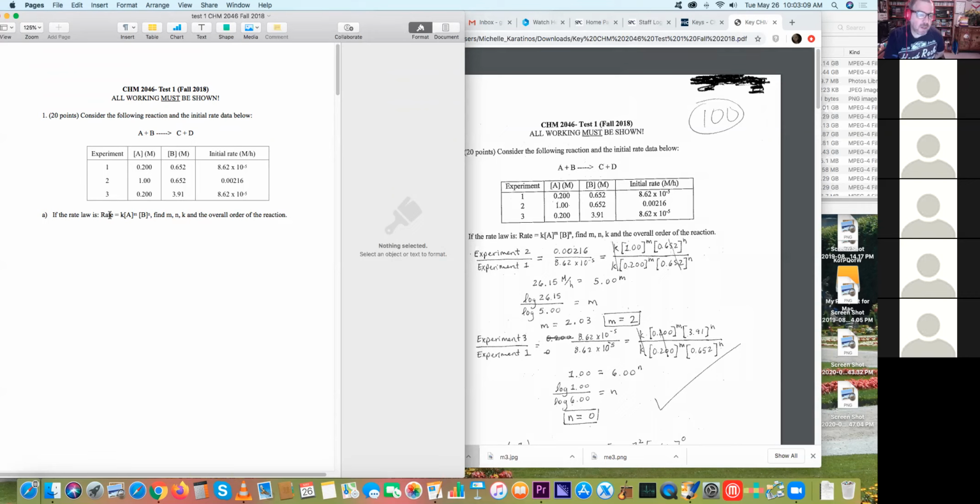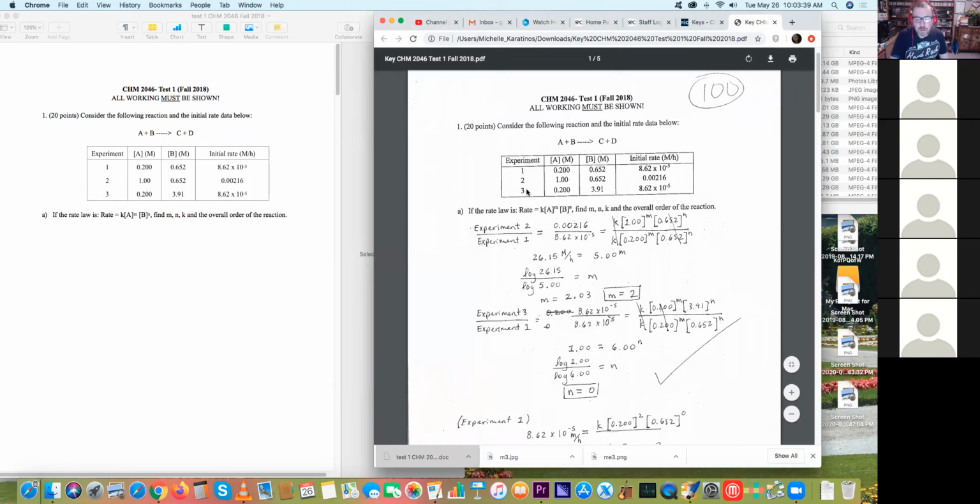So we've got our rate law here. This will determine how fast the reaction goes, and it's going to be rate equals k[A] to the power of m, times [B] to the power of n. And your mission here in this kind of question is to find m, n, and k. So you need to find these powers here, and the k as well as the overall order of the reaction here.